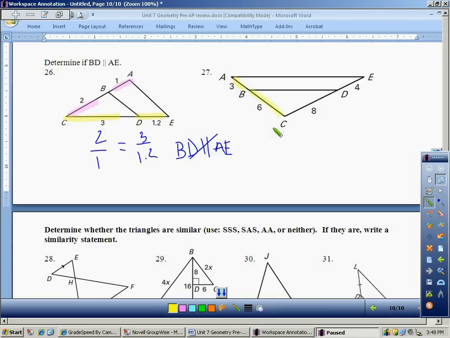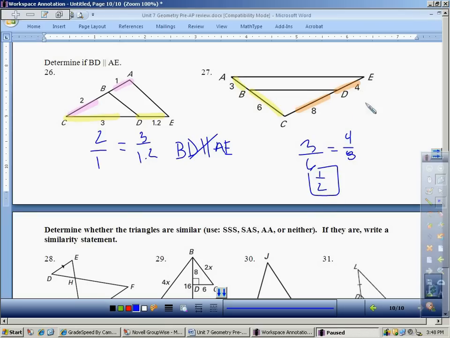And I do the same thing here. 3 to 6, is that equal to 4 to 8? These both reduce to 1/2. So I know that AE is parallel to BD.